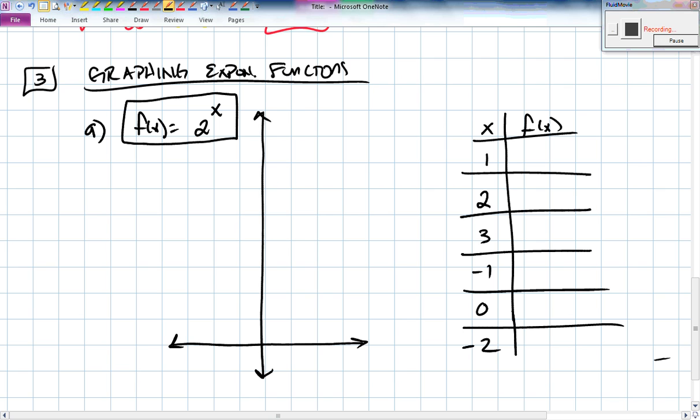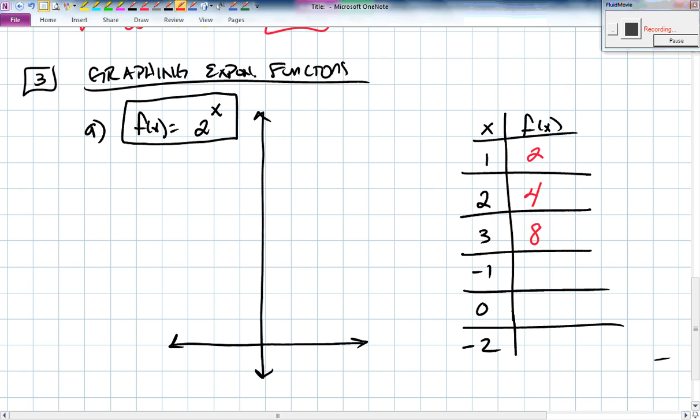Okay, so let's evaluate each of these, and then we'll put them all on the graph. So at 1, what do I get for f of x to my function? So what is f of 1 going to be? 2. Yeah, very good. If I plug in a 1 here, 2 to the first power is 2. What's 2 to the second power? That'd be 4. If I plug in a 3, 2 to the third power? 8. Yeah. 2 times 2 is 4, 2 times 2 is 8, right?